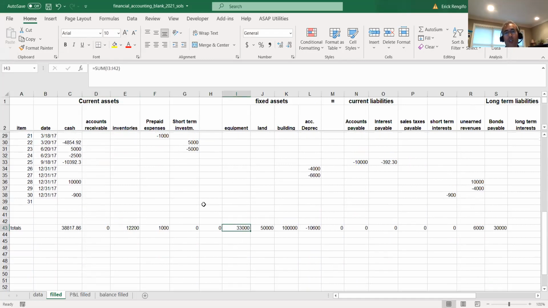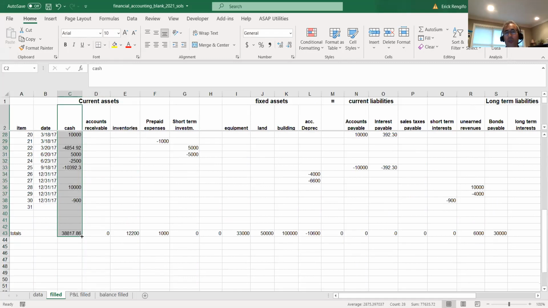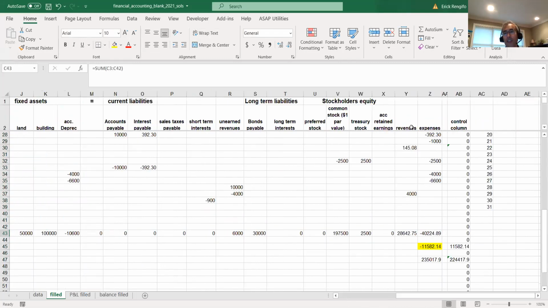Got it? And this part here is your cash flow. So you have $38,000 in cash. And this part here, guys, revenues and expenses, is your P&L. And this number here is simply the sum of revenues minus expenses, this is your profitability. Got it? In this case, I'm losing 11,582.14.